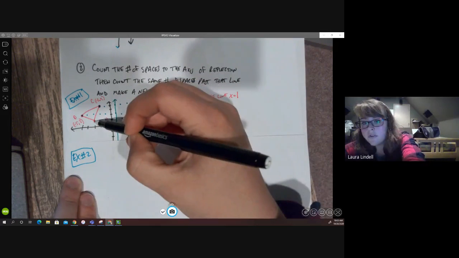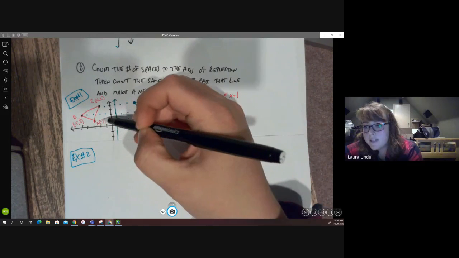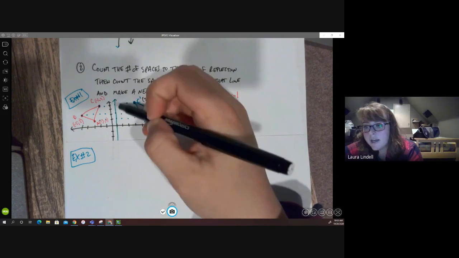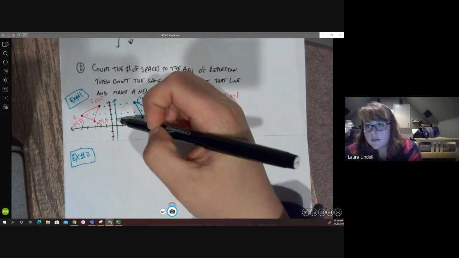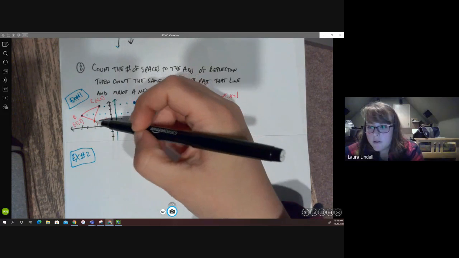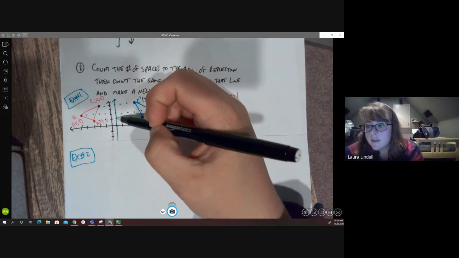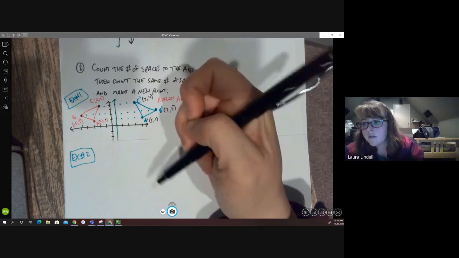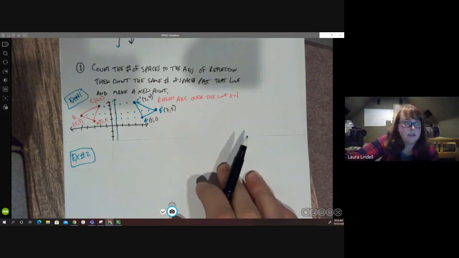So A was over 3 here. So it was over 3 up 1. But to get to my line here, since my line is at x equals 1, I had to count 4 over. So from here to the y-axis, it's 3, and then we have to add 1 more onto that to get to our line of reflection, and then go 4 beyond that. Yeah, good questions.